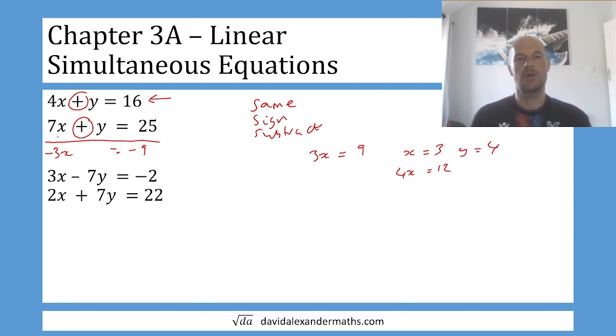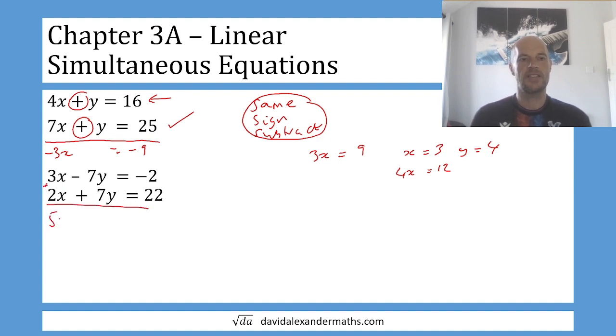Let's test it in the other one. 7 times 3 is 21, plus 4 gives me 25, so I know I've got it right. So on the next set of simultaneous equations, we've got the same number of y's, but they have different signs, so it's not same sign subtract. We are therefore going to add these equations.